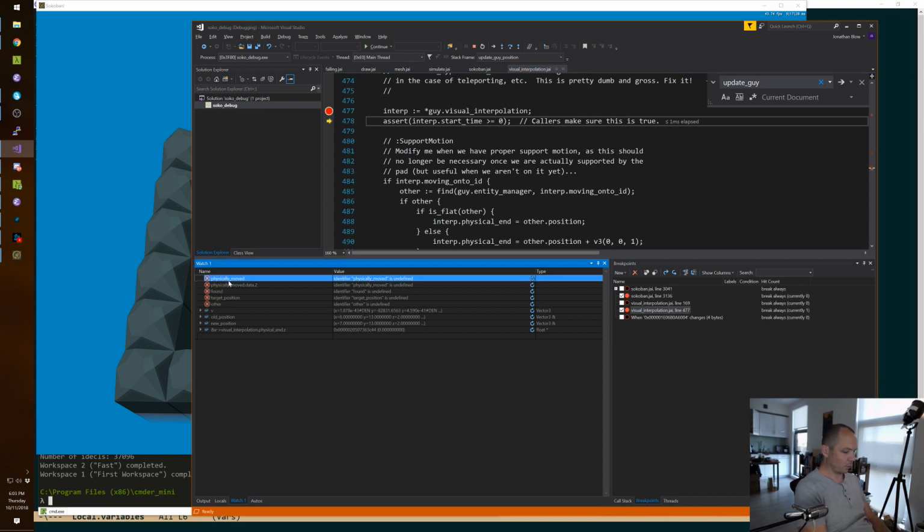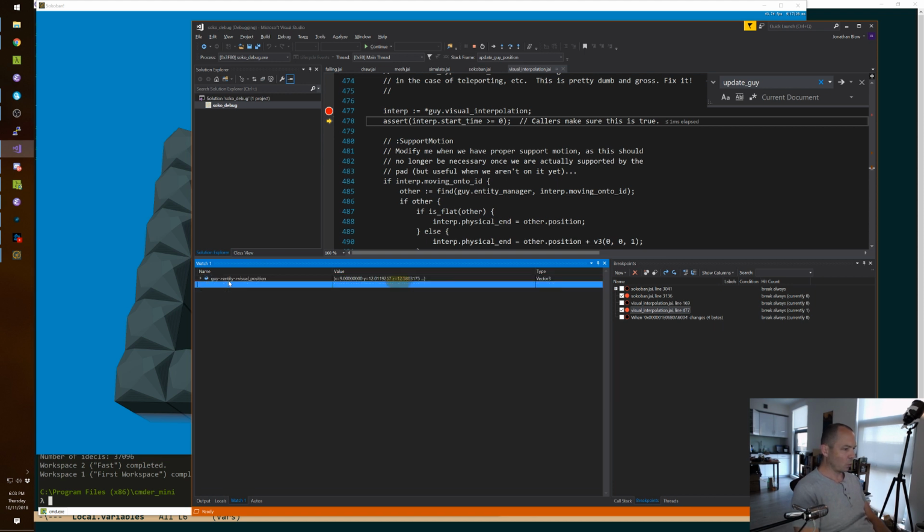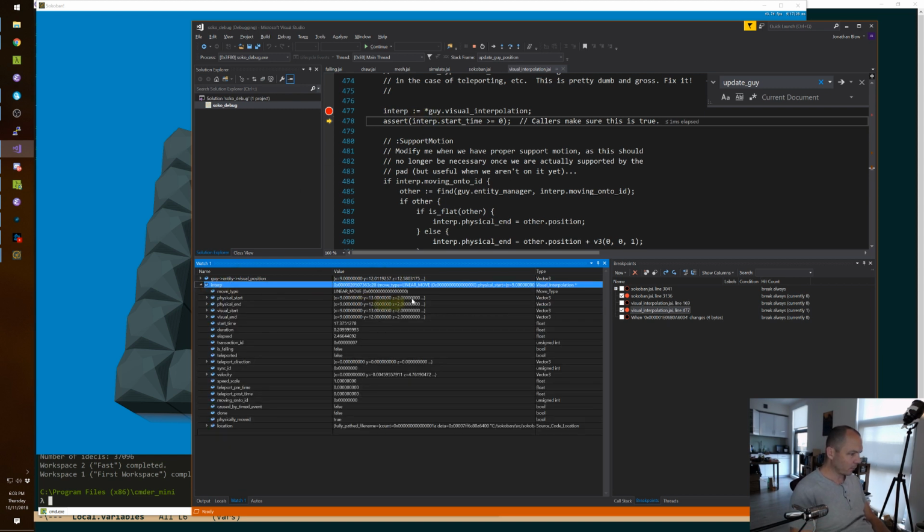And let's look at the interp. Guy entity visual position. 12.58. Yeah, okay. That's too much. The interpolation is, he's just trying to walk south. So he didn't quite get close enough to that square. Oh, but he physically moved.